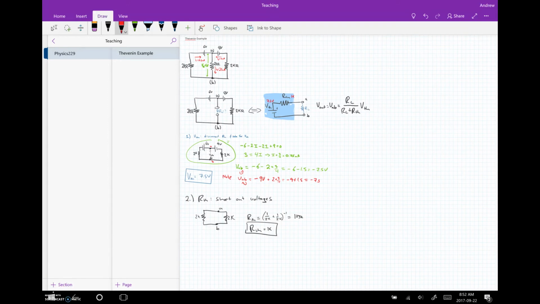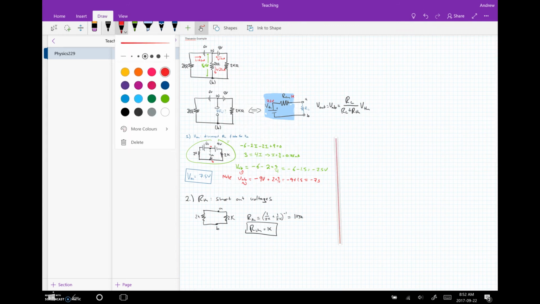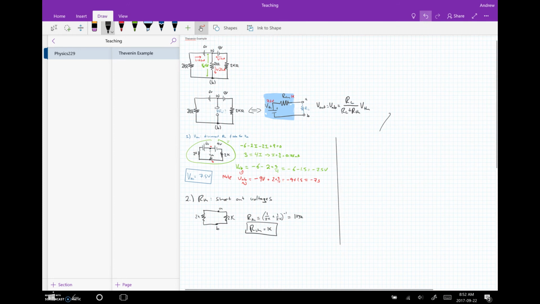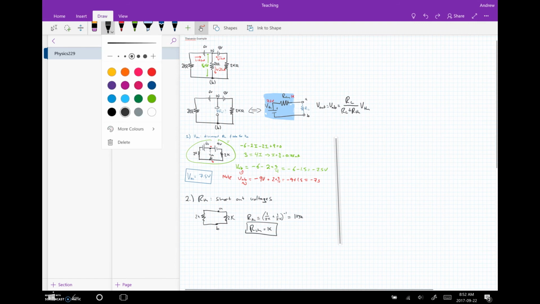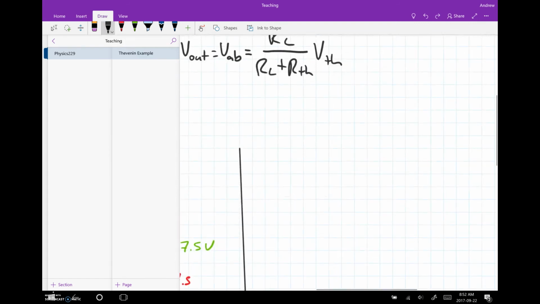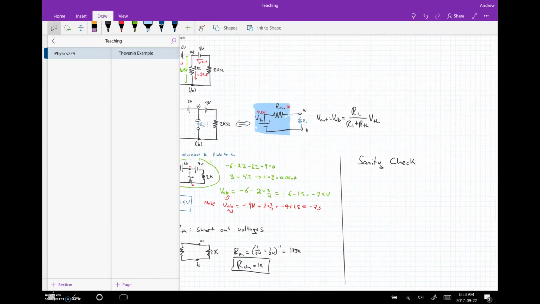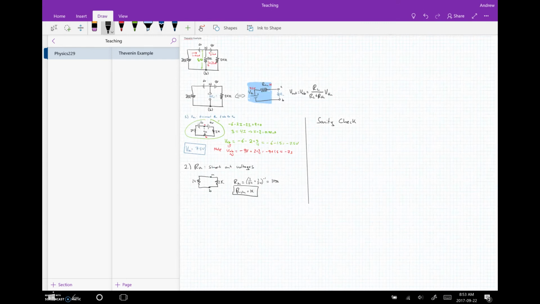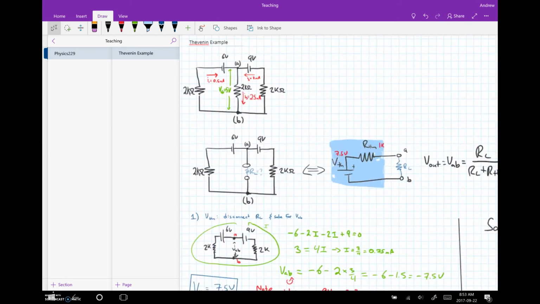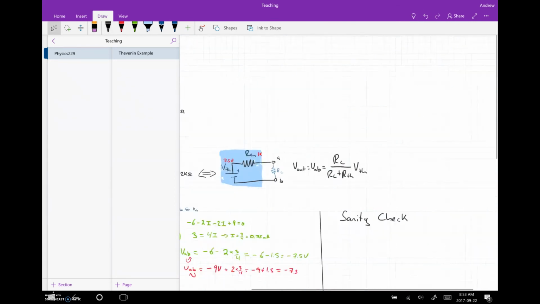Let's do a sanity check here. What happens if we actually just plug in our original resistor? I mean, we know what happens because we've already calculated. If we put a 2K resistor across here, we have to get 5 volts dropped and 2.5 milliamps. Let's test to make sure that that works.